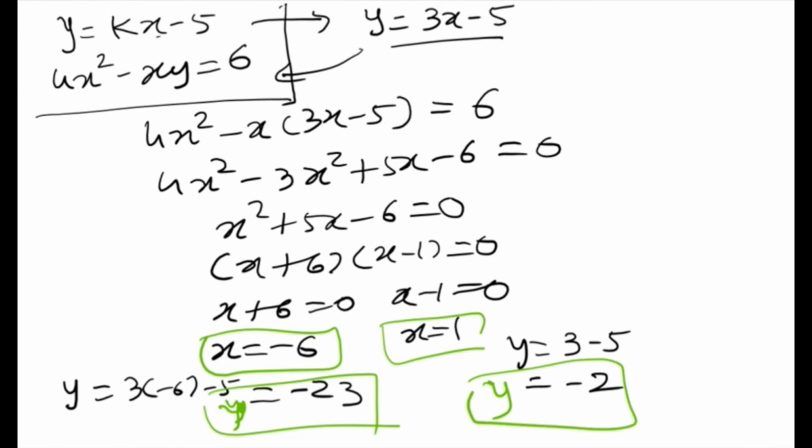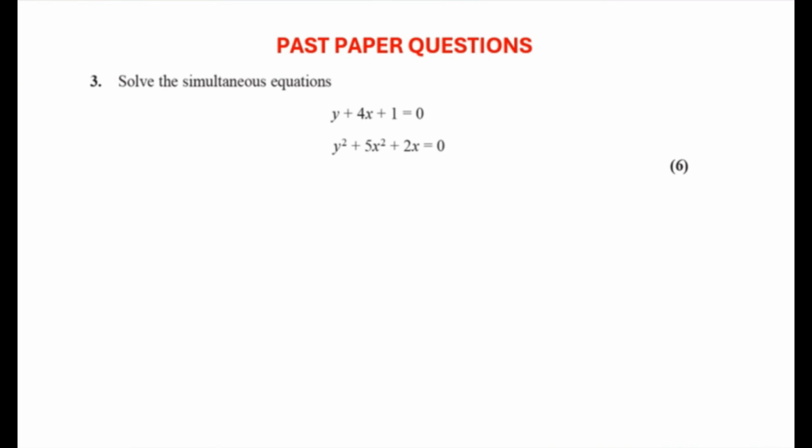Now let's move to some past paper questions. So in past paper questions, the first question is: solve the simultaneous equations y is equal to 4x plus 1 and y squared plus 5x squared plus 2x is equal to 0. Now we have to make this linear equation y as the subject. So y is equal to minus 1 minus 4x. And I have to substitute here in this quadratic equation.